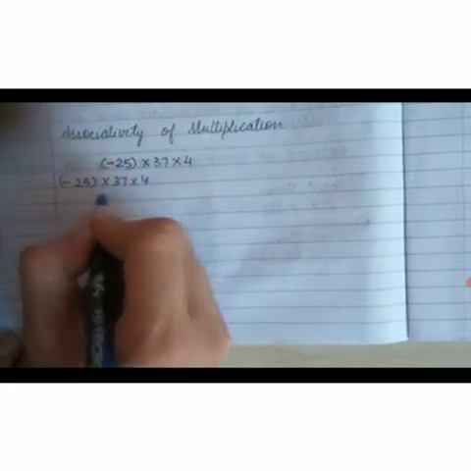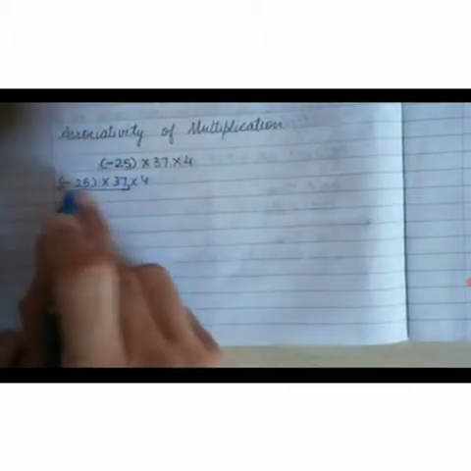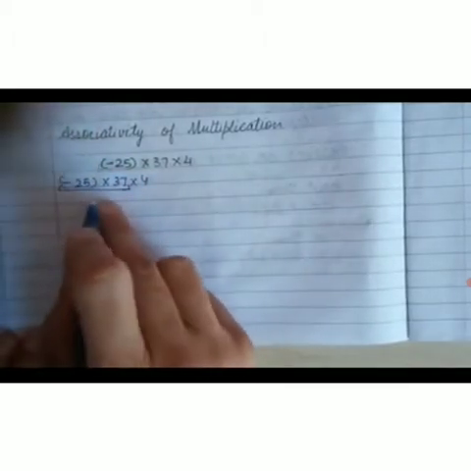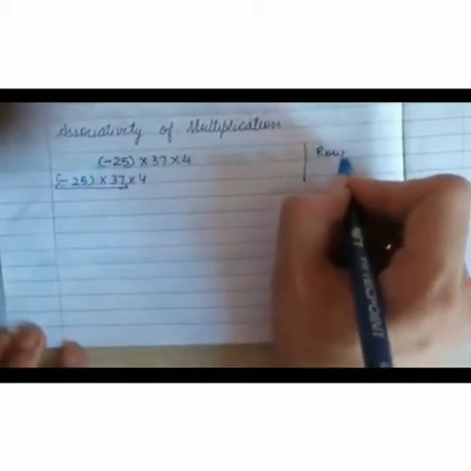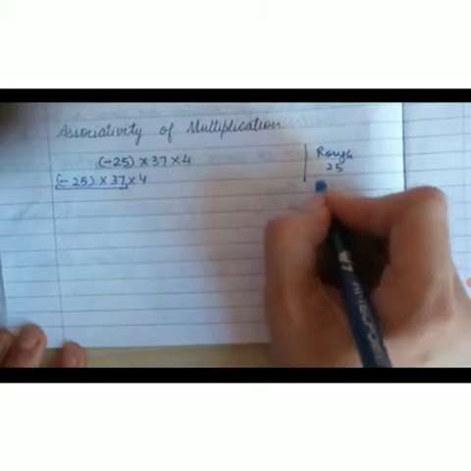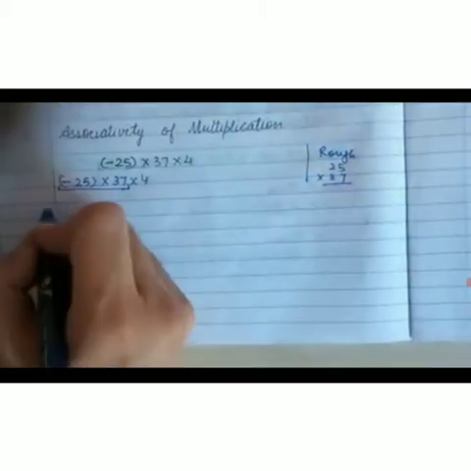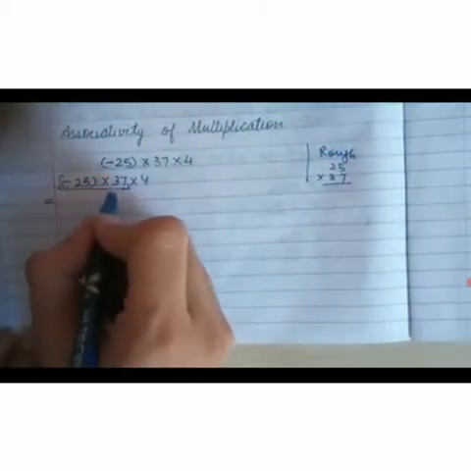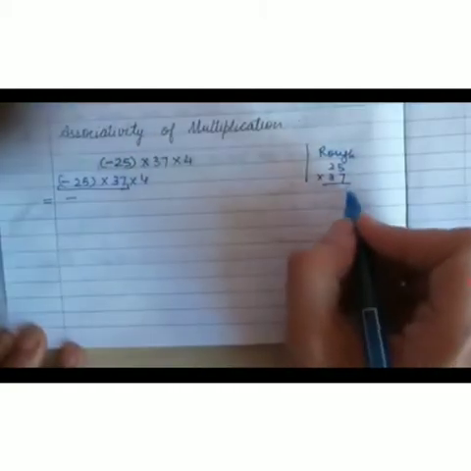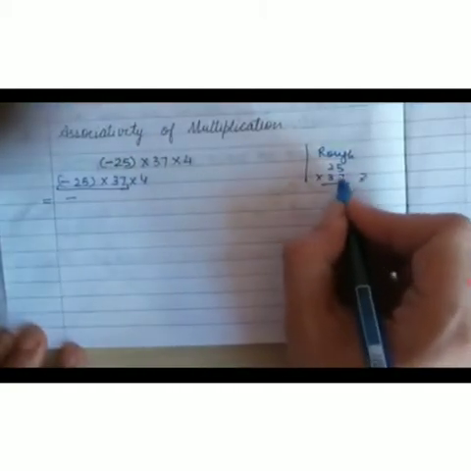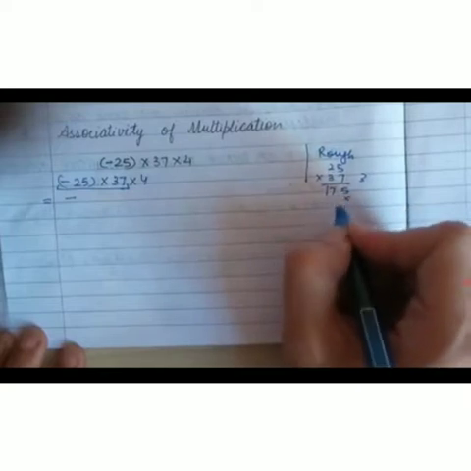So it's minus 25 into 37 into 4. So make a group, that's minus 25 into 37 first. The product of minus 25 into 37 is, we do it roughly, so it's 25 into 37. Plus into minus is a minus, right? So minus 25 into plus 37 will be a minus.